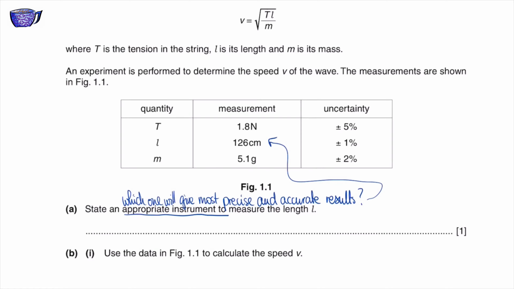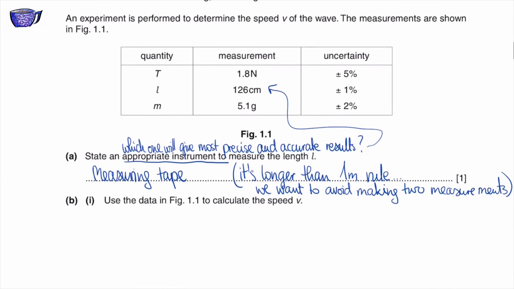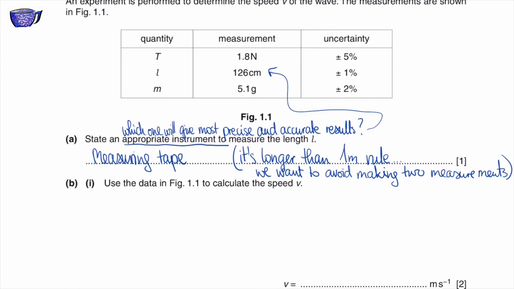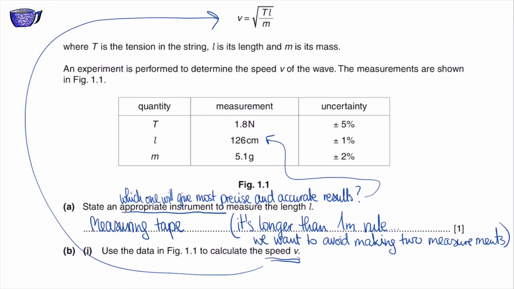Now you have to ask yourself which one will give the most precise and accurate results. The answer to this would be a measuring tape. It's going to be longer than a 1 meter rule, and we definitely want to avoid making two measurements. Because if we choose a meter rule and make two measurements, the associated error is going to be higher, which means the uncertainty is going to be bigger as well. And we want to avoid that. We want to keep our results as accurate as possible.